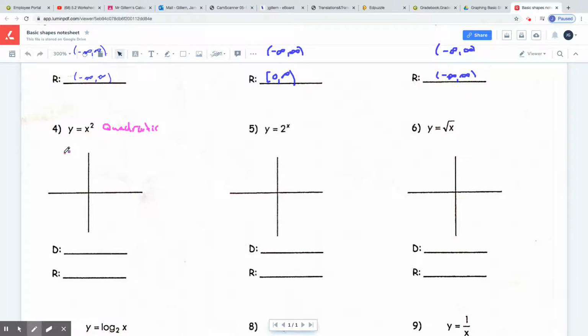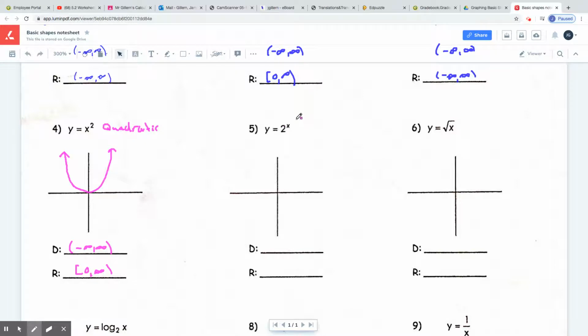So this is a parabola going through the origin, 0, 0. So this has a domain of negative infinity to infinity, and the range of this one is from 0 to infinity. Just like an absolute value, it's actually graphed very similar to an absolute value. All right, this should be a piece of cake.